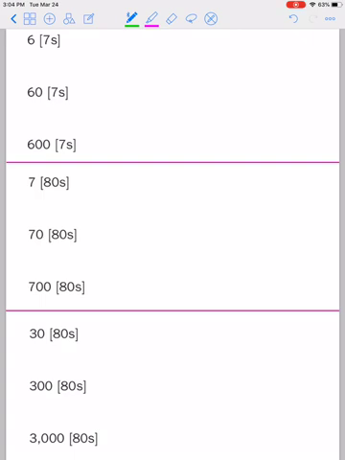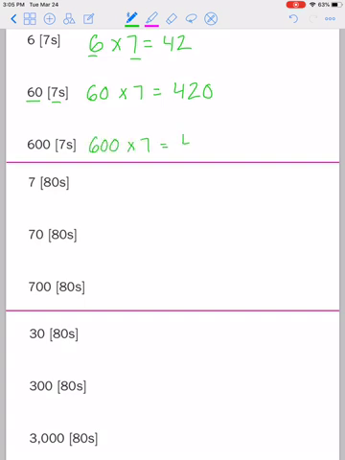So the first problem says 6 sevens. So this is represented by a multiplication number model. 6 times 7, which is 42. Now, look at the next problem. It says 60 sevens. Well, if I know that 6 times 7 is 42, then 60 times 7 equals 420. And then 600 times 7 equals 4,200. All right, let's quickly do the next set of problems.